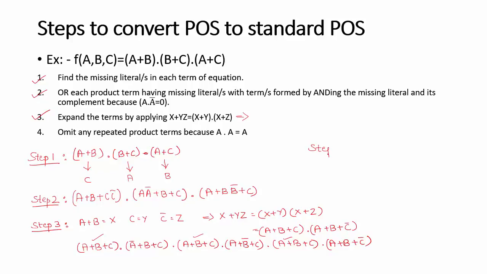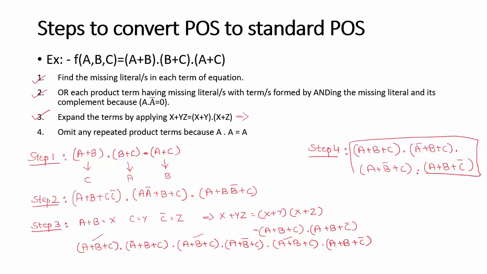So as a result of step 4, you will be remaining with (A or B or C) and (A bar or B or C) and (A or B bar or C) and (A or B or C bar). So this is the canonical form of the given expression (A or B) and (B or C) and (A or C). Step 4 is also done.